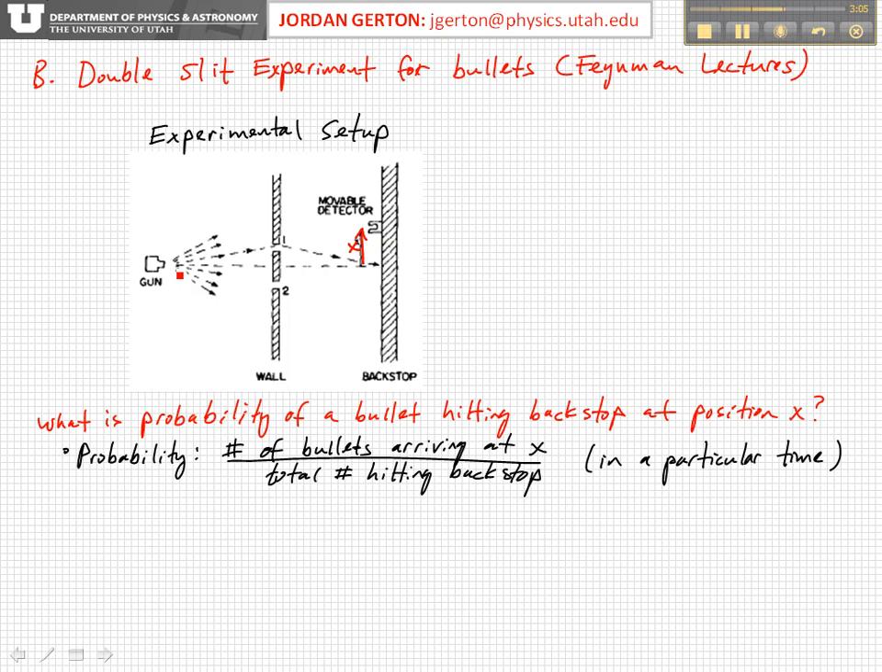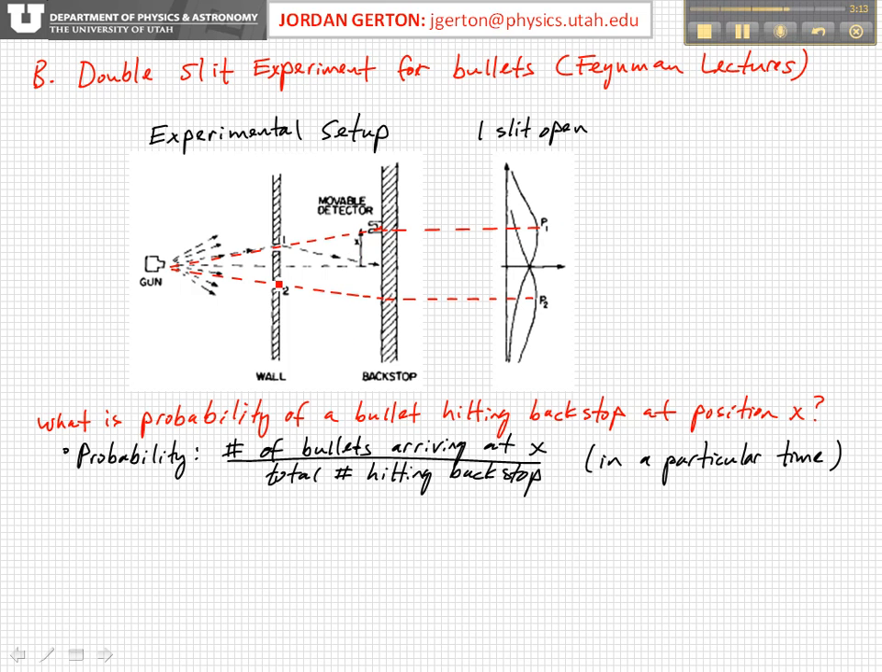So what happens if we look at the distribution of bullets as a function of x when we just open one slit? Imagine we close slit number 2. Then bullets can only go through slit number 1, and what we'd find is this distribution over here, P1. We would find that the bullets peak around a position such that the bullets go straight through. This position here is the maximum, because that's where the bullets just sail straight through and don't get knocked around or reflected off the edges.